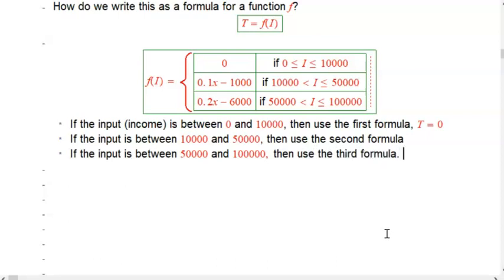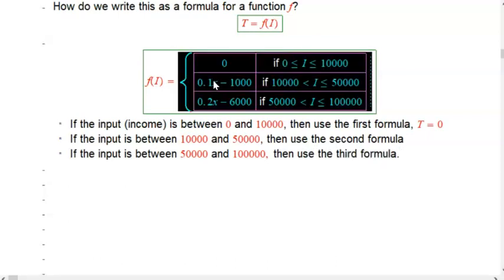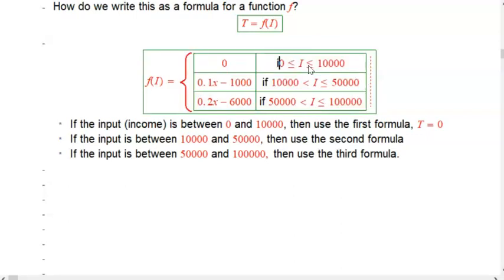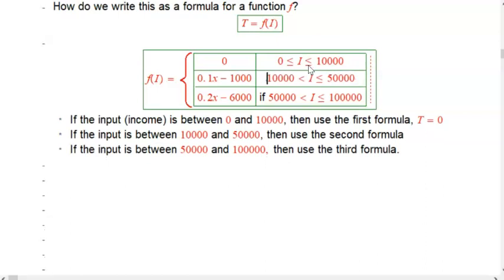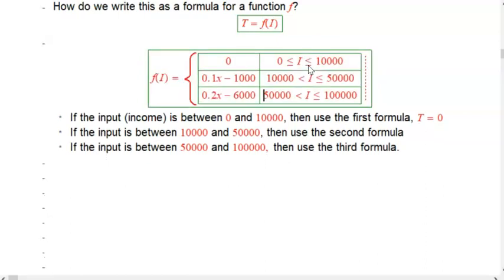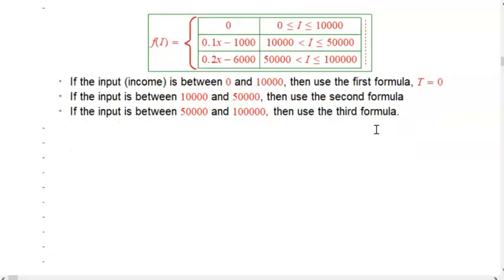That's a lot to write, and this tabular form is definitely more efficient. And in fact, people often just don't even write the if, but it's implied there. And so it's understood that when you write this formula and then inequalities, it means you use this formula when this condition is satisfied. Use this formula when this condition is satisfied, and this formula when this condition is satisfied.